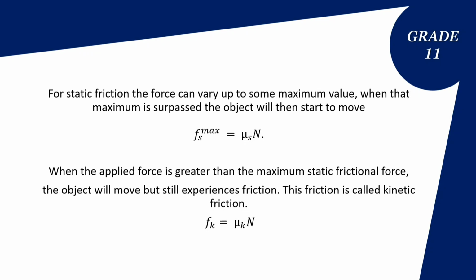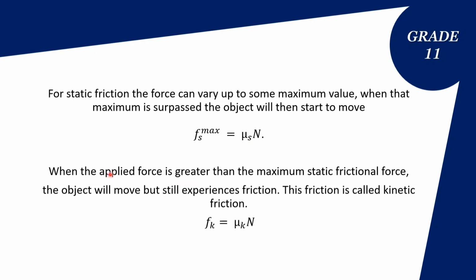There is a way in which we find the static frictional force and the kinetic frictional force if we are not given the values. For static friction, the force can vary up to some maximum value. When that maximum value is surpassed, the object will start to move. So we say the static frictional force maximum is equal to mu s times N, which is the normal force.